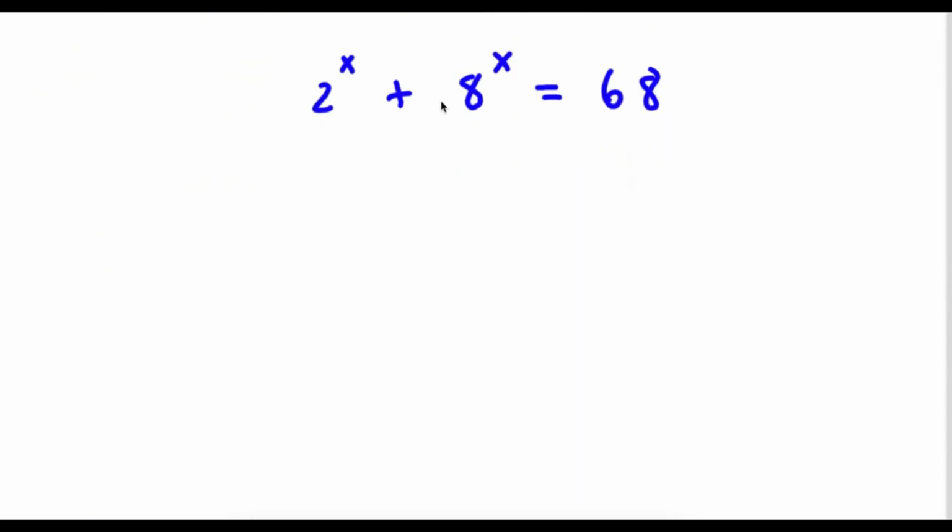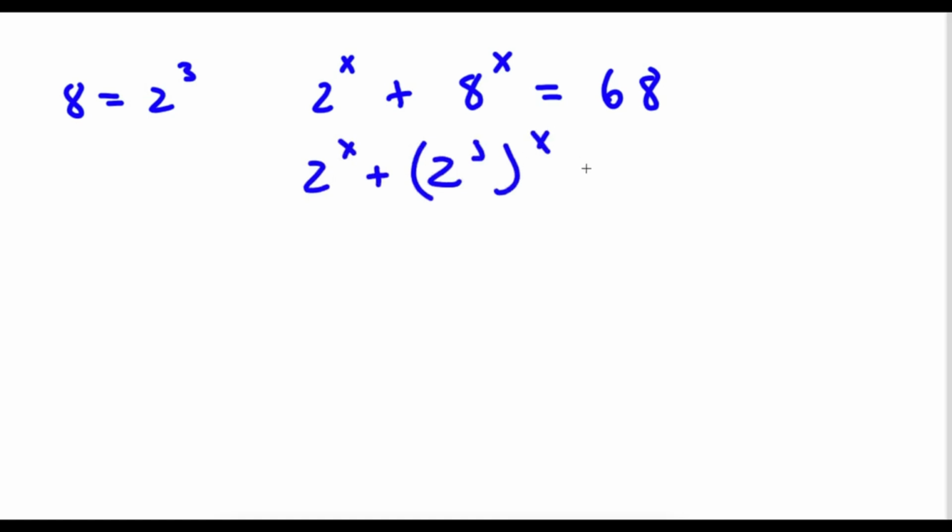Alright, so I have 2 to the power of x plus 8 to the power of x is equal to 68. Now 8 here, this is the same thing as 2 to the power of 3. So now I have 2 to the power of x plus 2 to the power of 3 to the power of x is equal to 68.